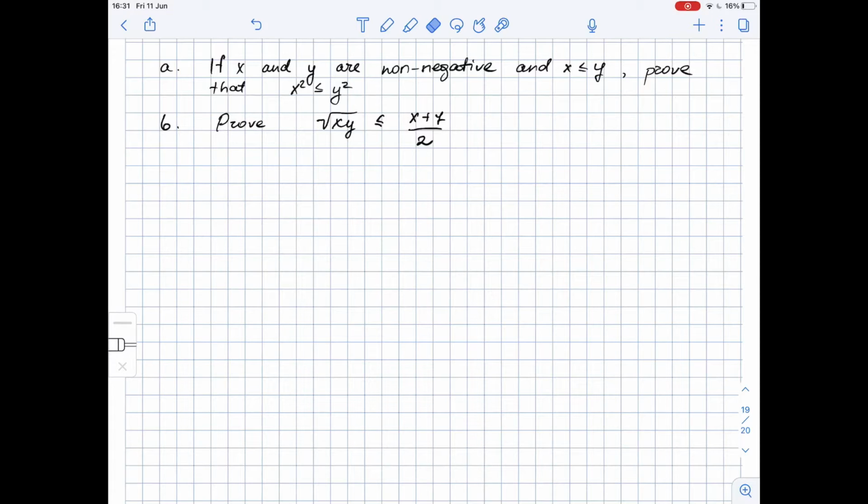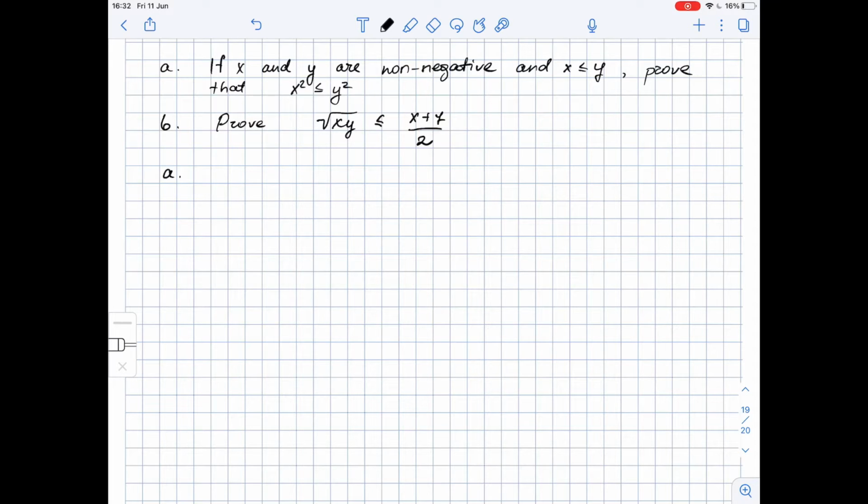So in this problem, we need to prove two inequalities. In part A, we need to prove that if x and y are non-negative numbers and x is less or equal to y, then x squared is less or equal to y squared. Let's see how to prove it.